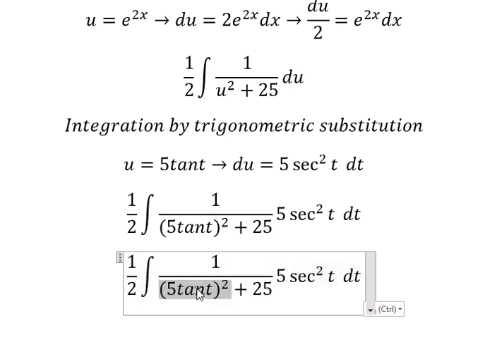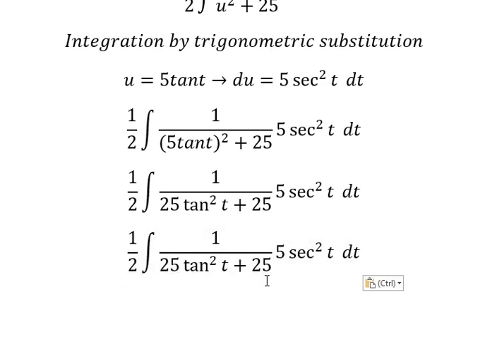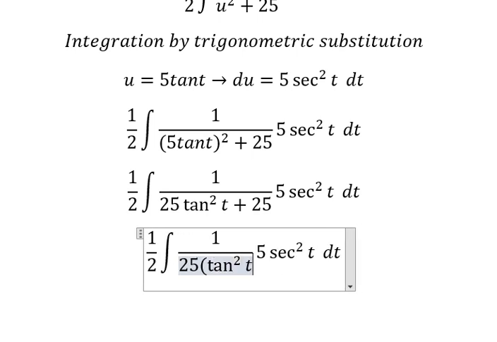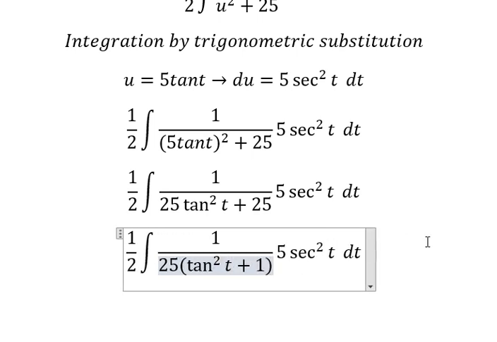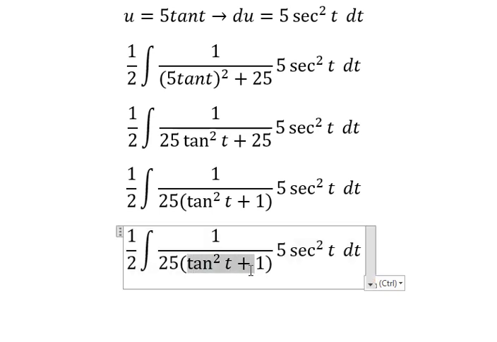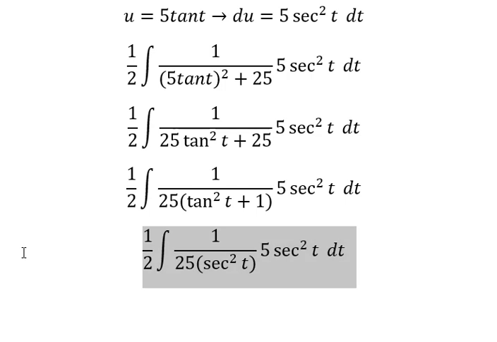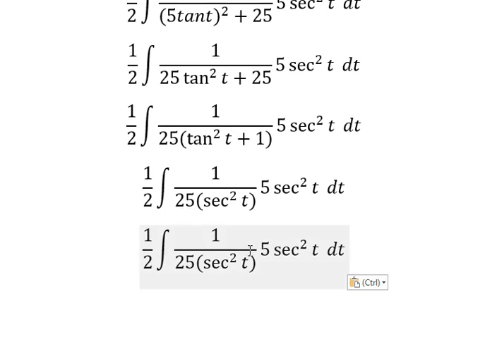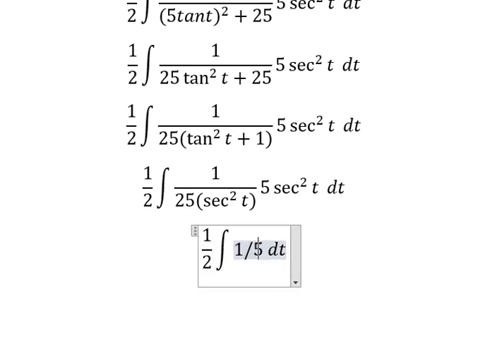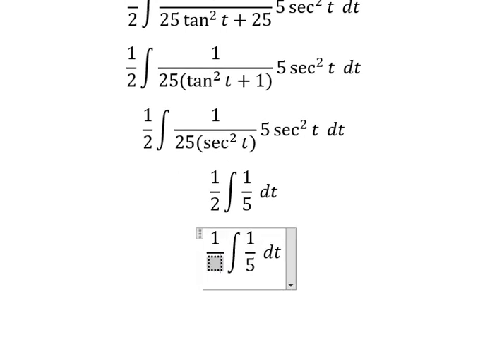This one we have 25 tan t squared. So 25, we can do factorization. Now we change this one into secant of t squared. And now we simplify. So 5 and 2, we have 10.